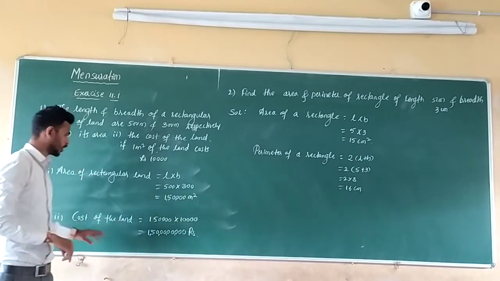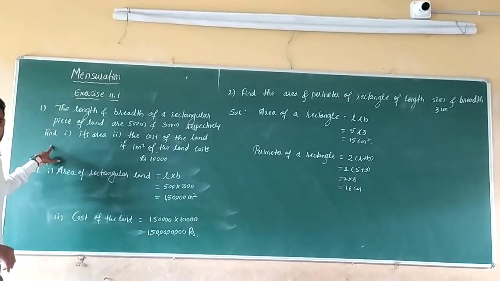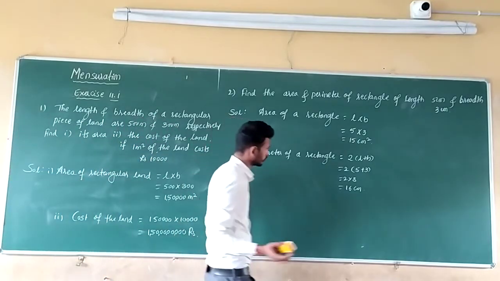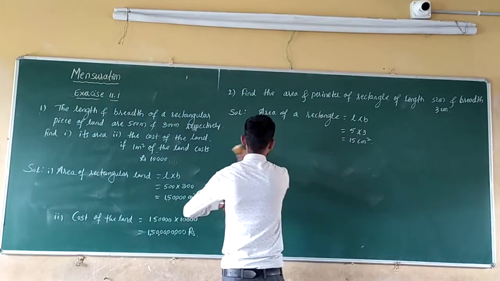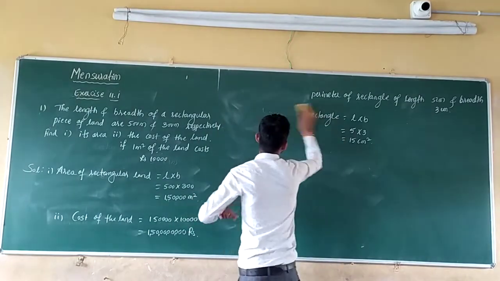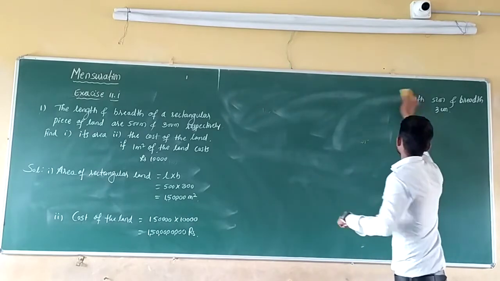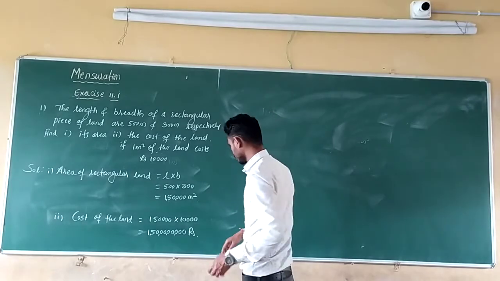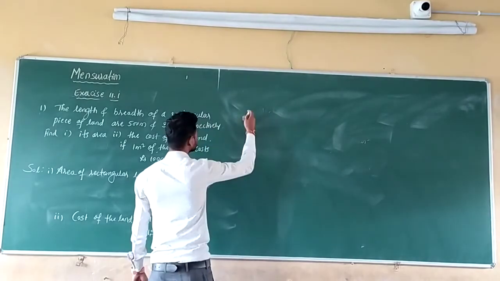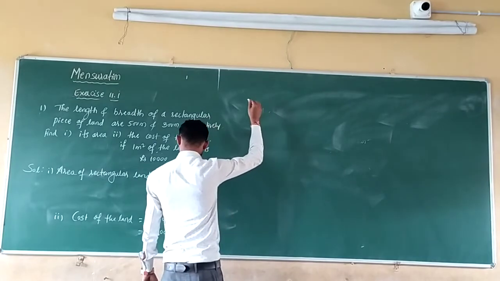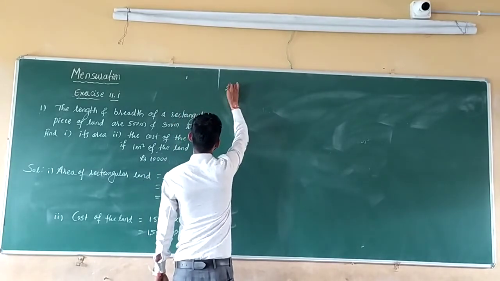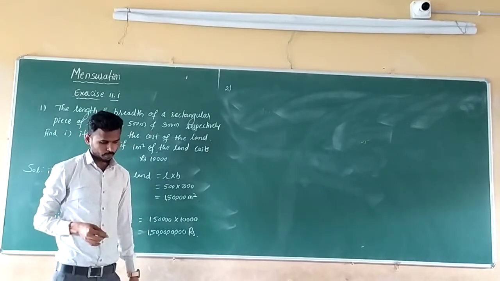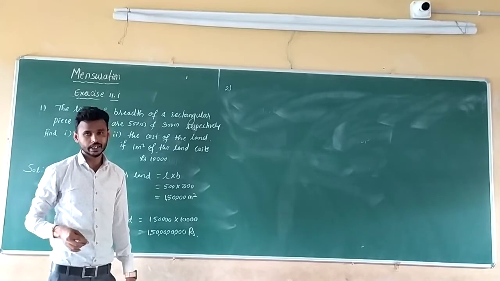So this is about the solution of the first main question. Now let us see the next question. Second one: find the area of a square plot whose perimeter is 320 meter.